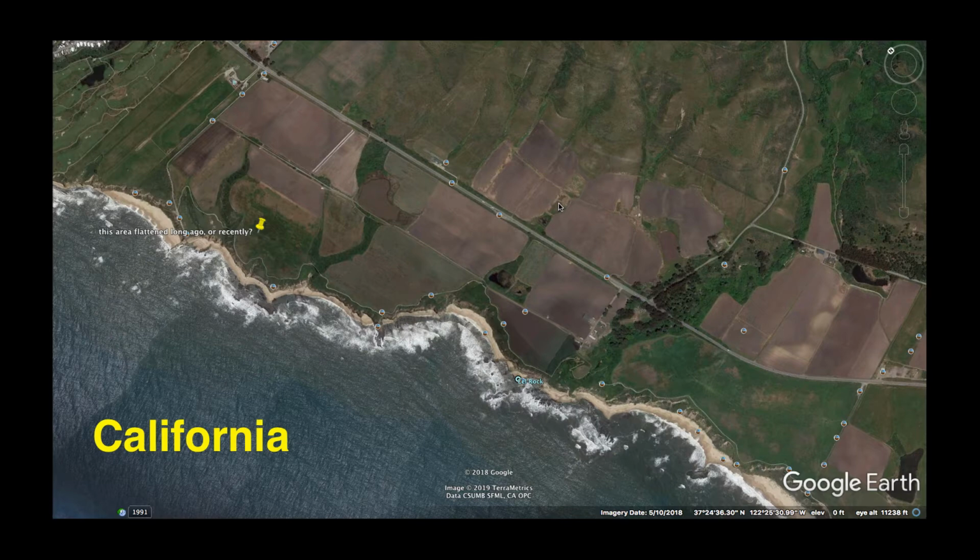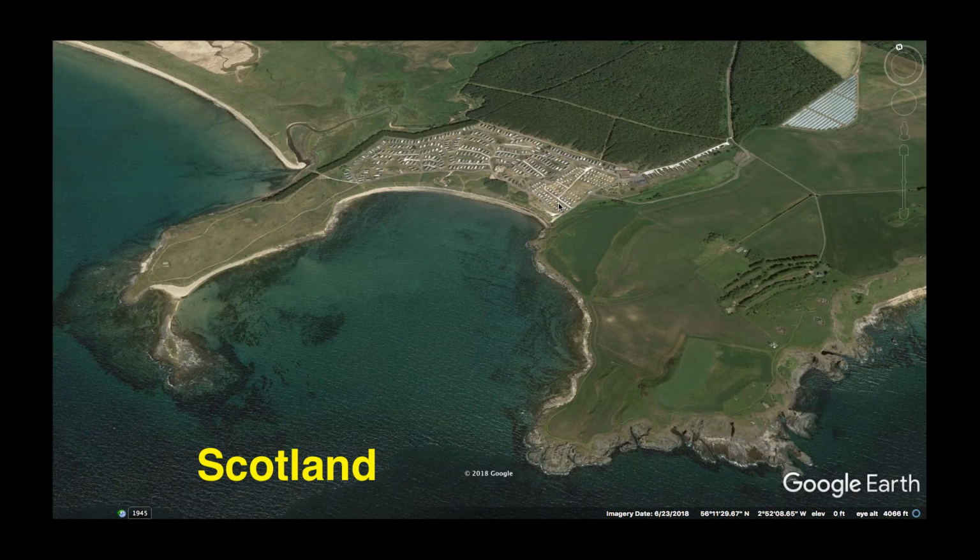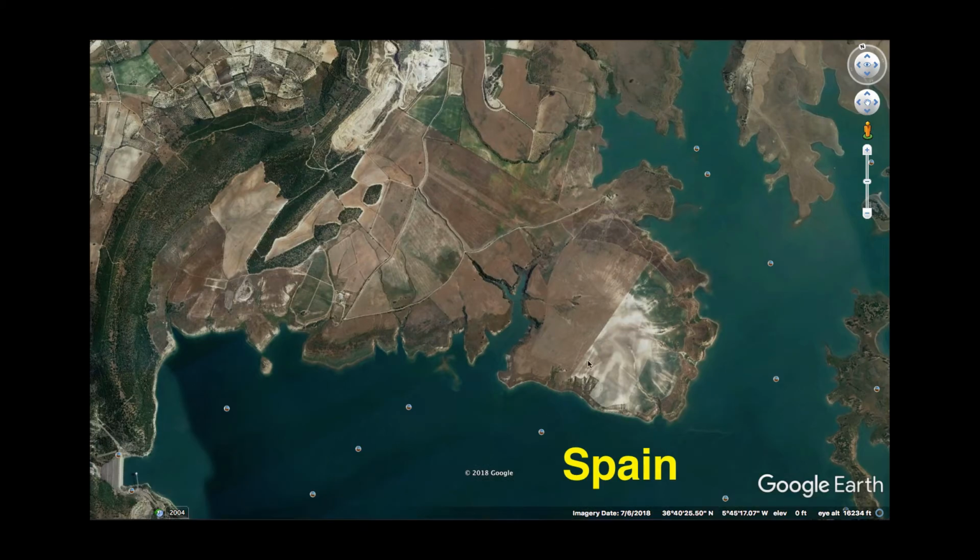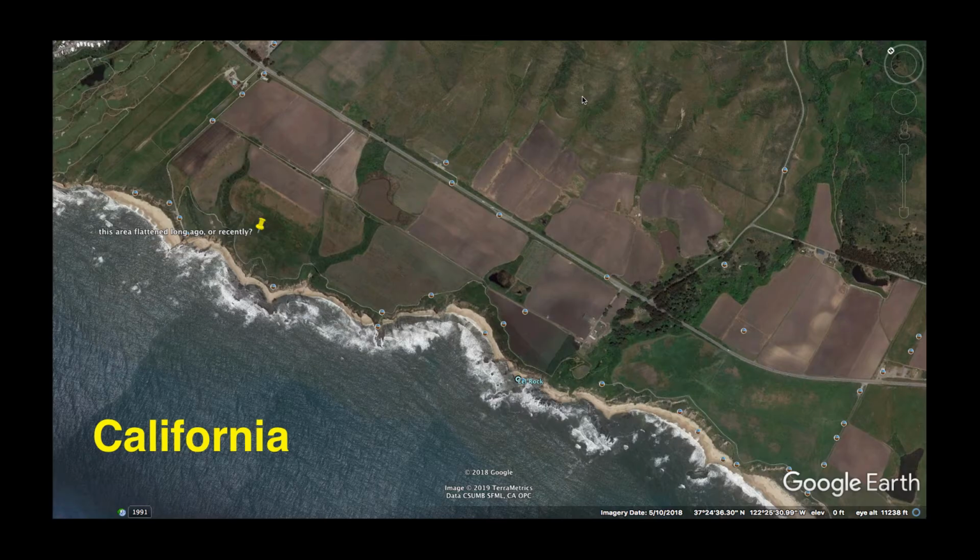Okay. California, this is a smaller scale thing. Smaller scale example of possibly the same thing or similar thing. So California, Spain, and Scotland, we have these flat plains. I'm sorry, not plains, but just flat areas of land. And in some cases, they look like they may be sculpted that way.